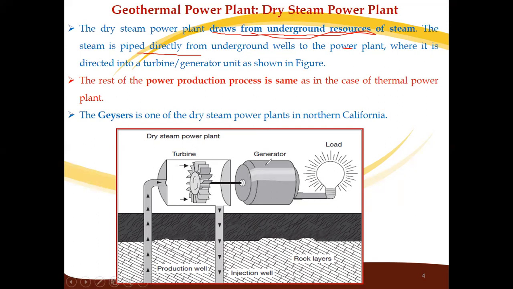The rest of the power process is the generator, which converts mechanical energy into electrical energy, and then the electricity distribution. So the rest of the power production process is the same as that of a thermal power plant.